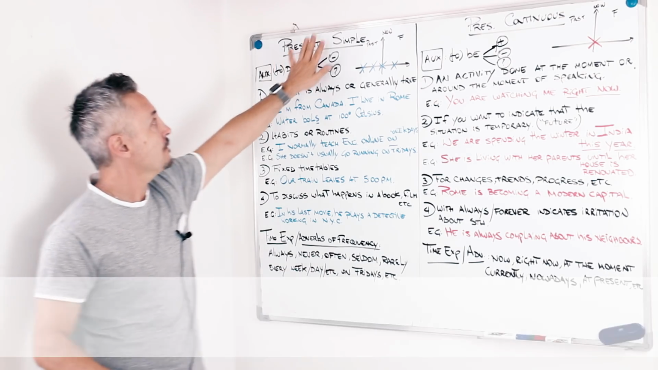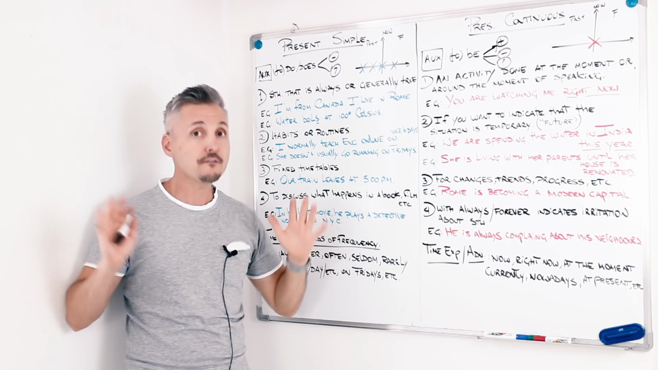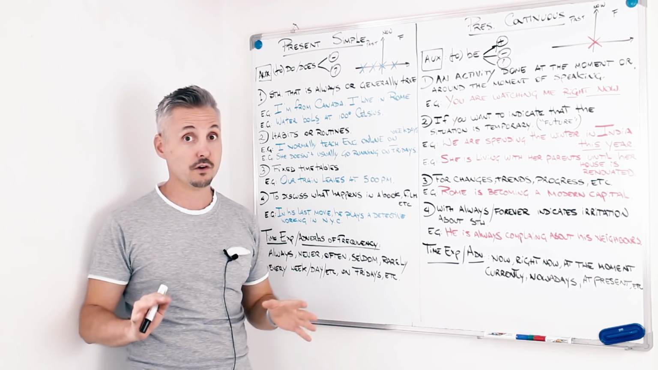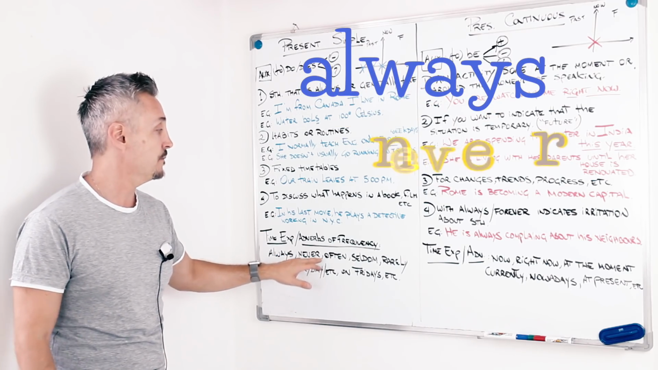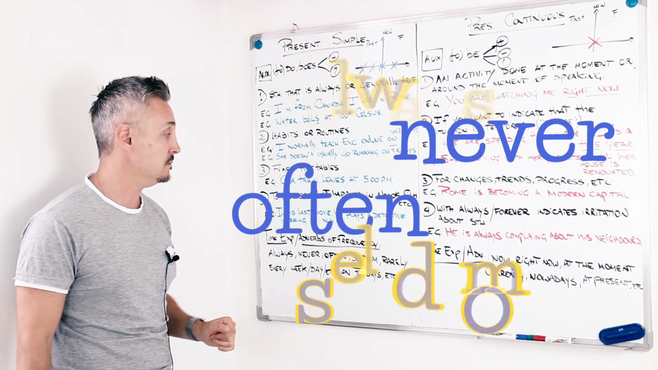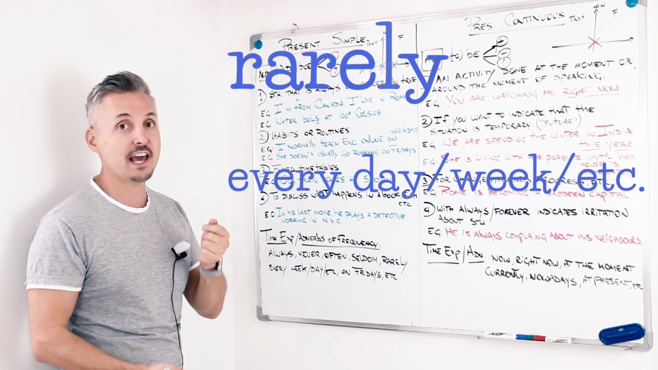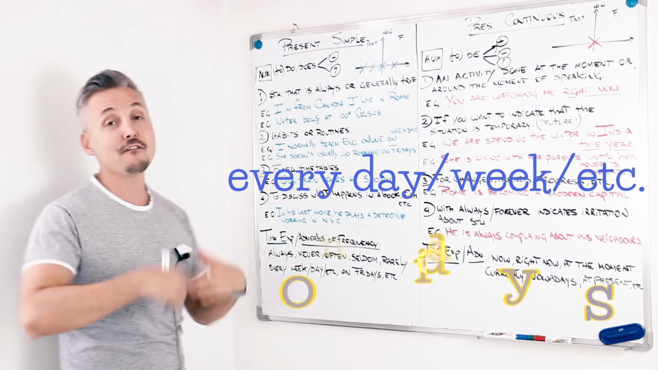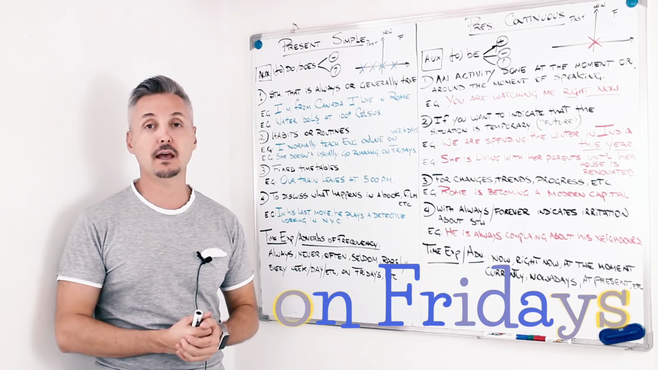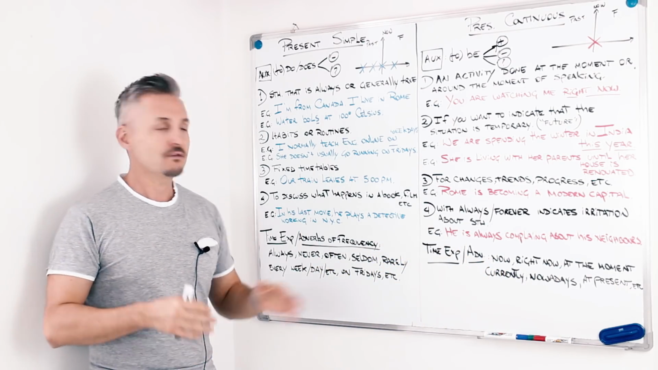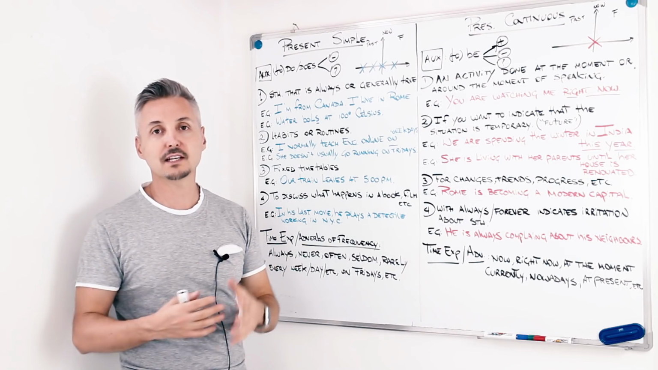Now, remember that for the present simple, time expressions and adverbs of frequency are very important. And these are always, never, often, seldom, rarely, every day, every week, every month, on Fridays, on Saturdays, etc. Remember that the time expressions are very important. Let's look at the present continuous now.